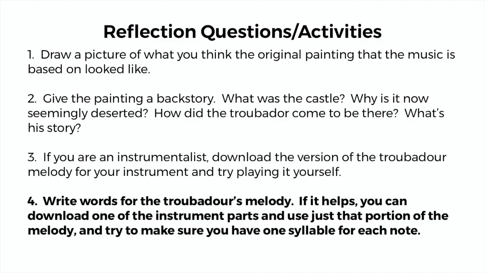4. Write words for the troubadour's melody. If it helps, you can download one of the instrument parts and use just that portion of the melody, and try to make sure you have one syllable for each note. Now, enjoy the old castle from Mussorgsky's Pictures at an Exhibition.